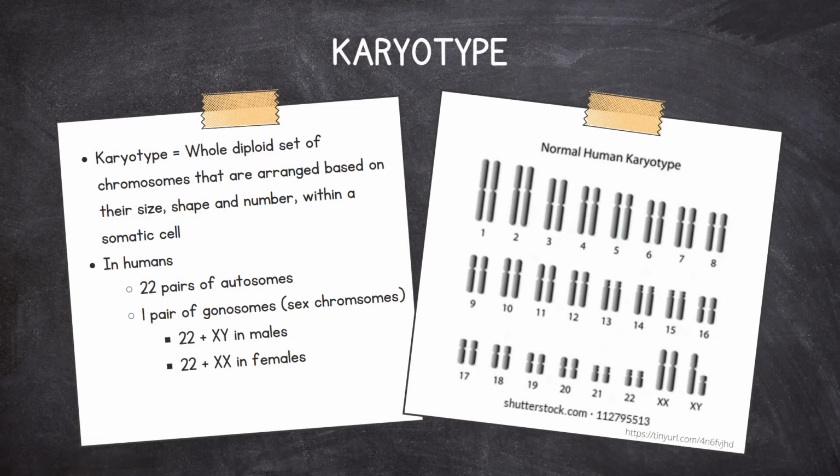So in humans, we have 22 pairs of autosomes, or 44 chromosomes, right? So you can see here 22. And then we have one pair of gonosomes, or sex chromosomes, which in males is XY, and in females it's XX. So you won't have both of these. You have either number 23 XX or number 23 XY, depending if you're male or female. And then that makes a total of 46 chromosomes, or 23 pairs of chromosomes.